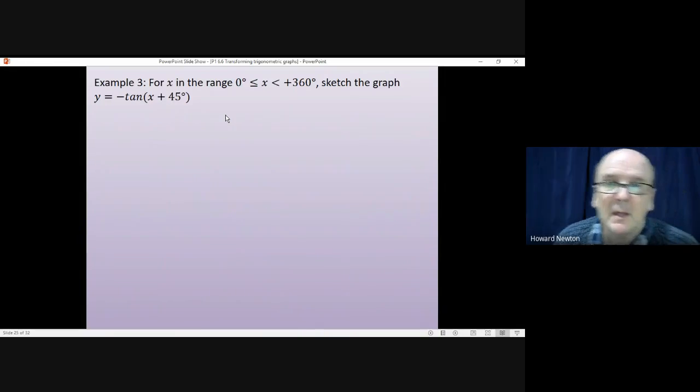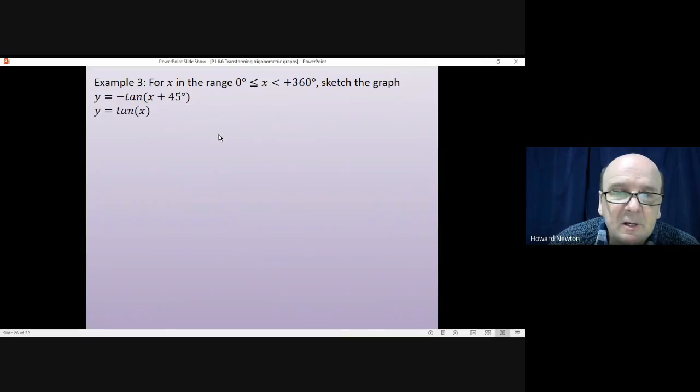Example 3. Between 0 and 360, sketch the graph of minus the tangent of x plus 45 degrees. Again, 3 steps. First of all, sketch tan x, then do tan x plus 45, and then do minus tan x plus 45. So you need to do 3 graphs. Pause the video, have a go, come back to me when you're ready.